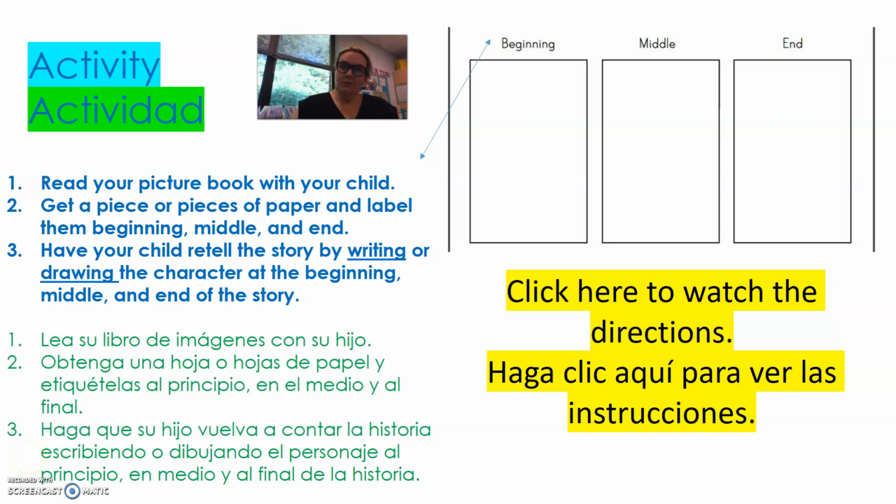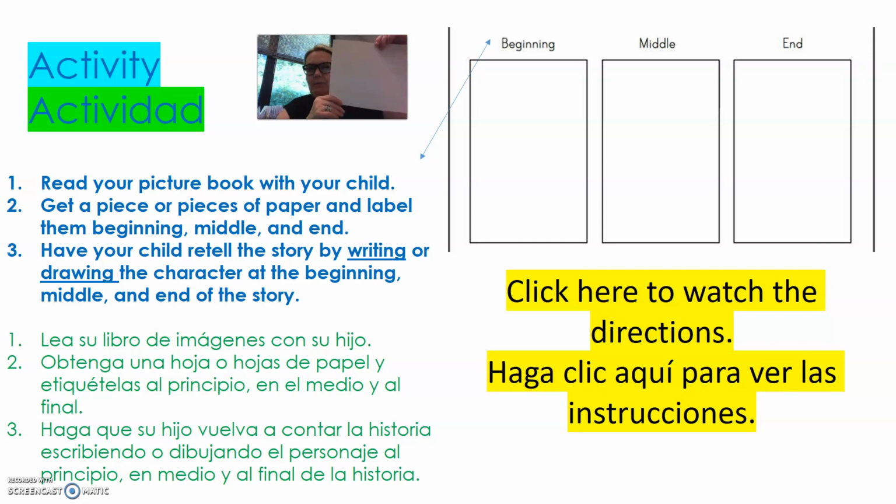So hopefully you've read your picture book. I'm going to read mine to you on the next slide, but I want to show what you have to do with the book that you have read. So you've read the book, you know what happened at the beginning, you know what happened in the middle, and you know what happened at the end. And you're going to draw and write about that on a piece of paper.